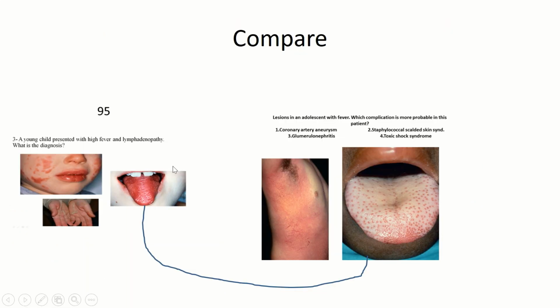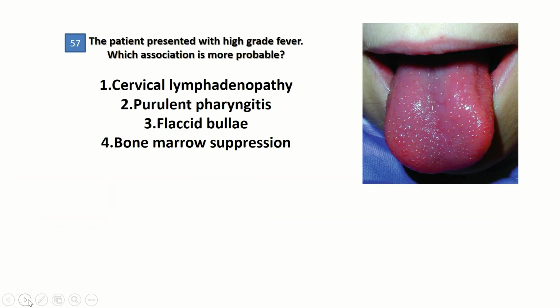Compare the case of Kawasaki with the case of scarlet fever. Here is a red tongue and here is a whitish tongue. And you see here also another case of Kawasaki with the tongue that is indicative. You see here a case of scarlet fever. You see here the whitish strawberry tongue.